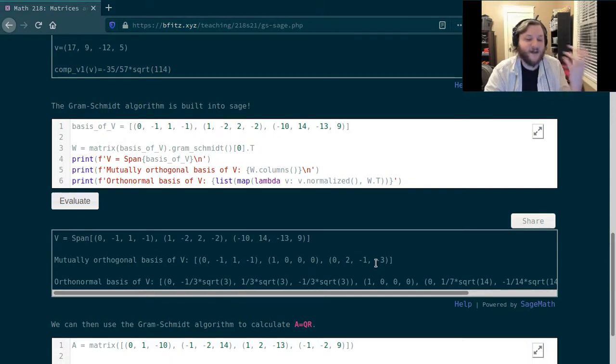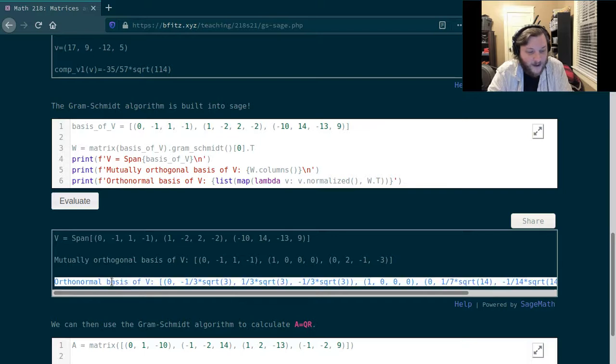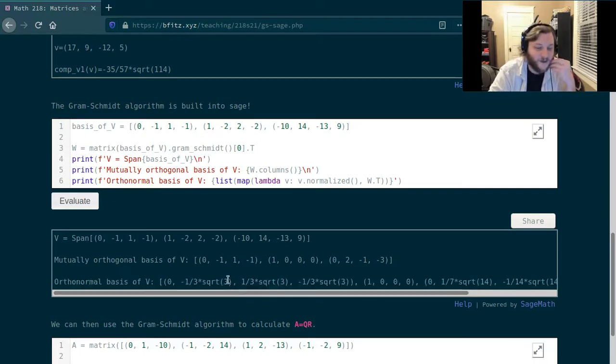And then to finish the Gram-Schmidt algorithm, we have to normalize all of those W's. And that's what's printed out in the third line here. So these are the Q's. Here we see the normalization of (0, -1, 1, -1) is (0, -1/3 times root 3, 1/3 times root 3, -1/3 times root 3). And then the same goes for the other two basis vectors. We normalize the last two W's to get the last two Q's. So if you're working a Gram-Schmidt problem by hand, you should certainly use this as a tool to check your work.